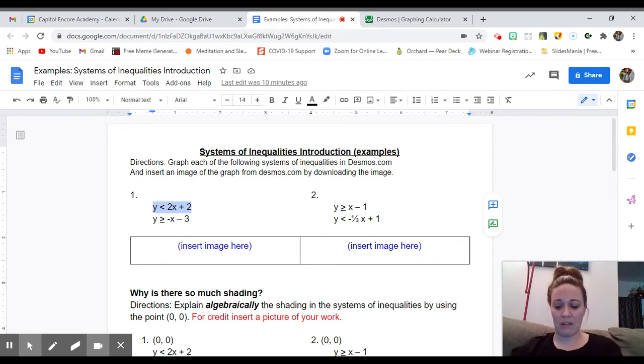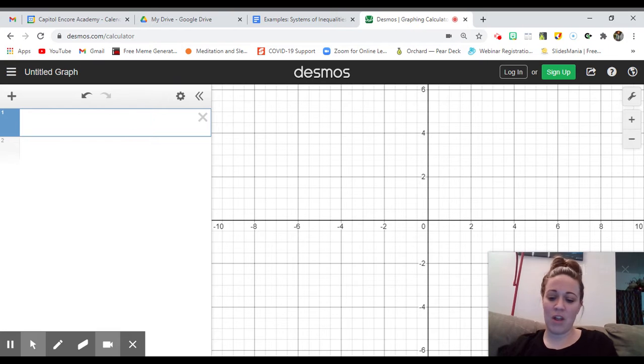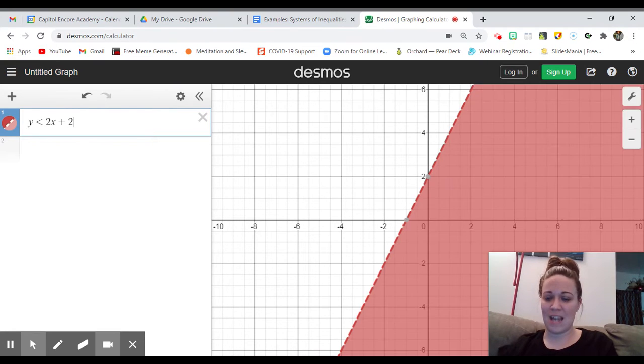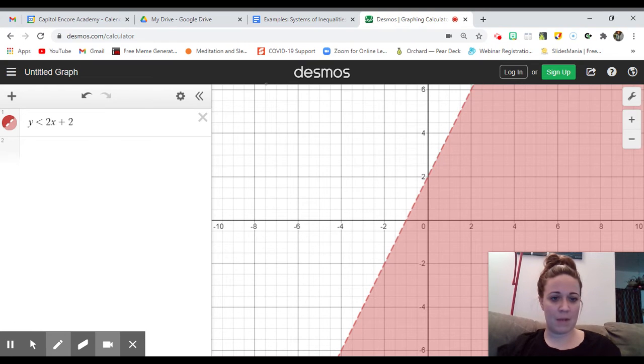So I'm going to highlight number one. I'm going to use Control C to copy. That way, whenever I go into Desmos, all I have to do is hit Control V, as in Victor, to paste. So you can see that my particular solution is happening below the line.